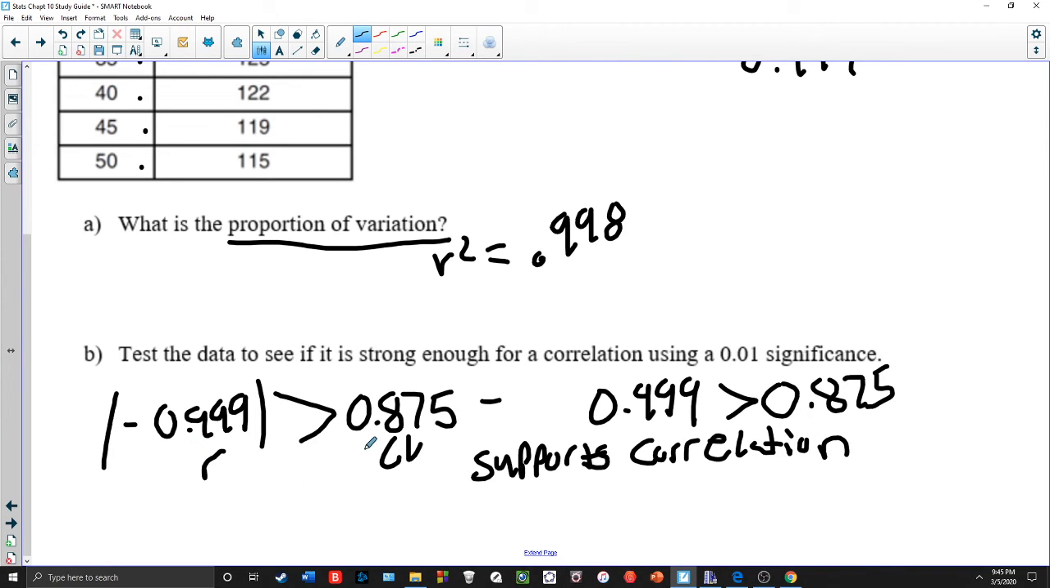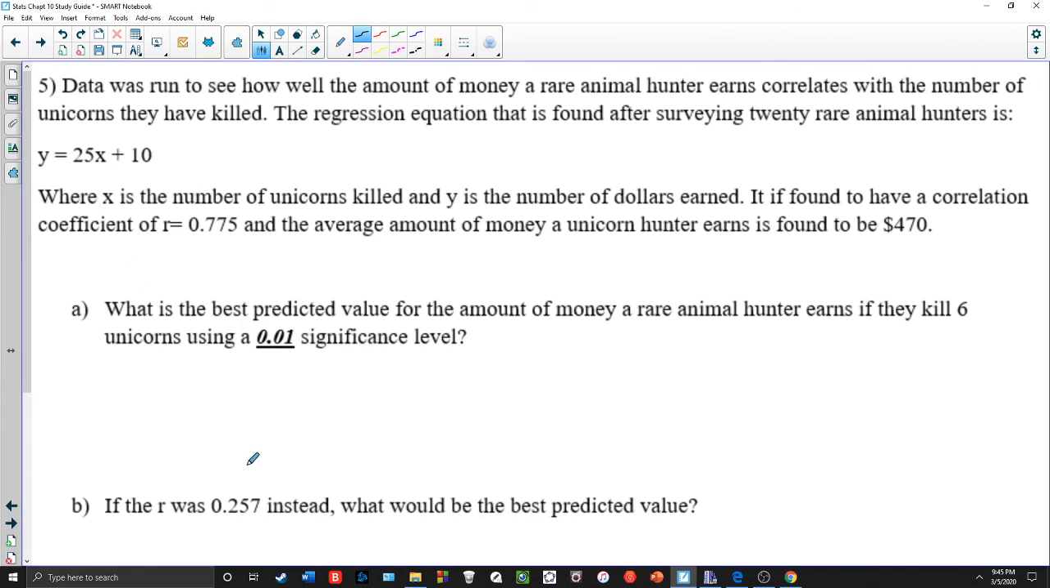So when you're comparing R to the critical value, don't forget to make the R positive just because it makes comparing go a little bit easier, and it's a perfectly fine way of doing that. So we have another set of data here.